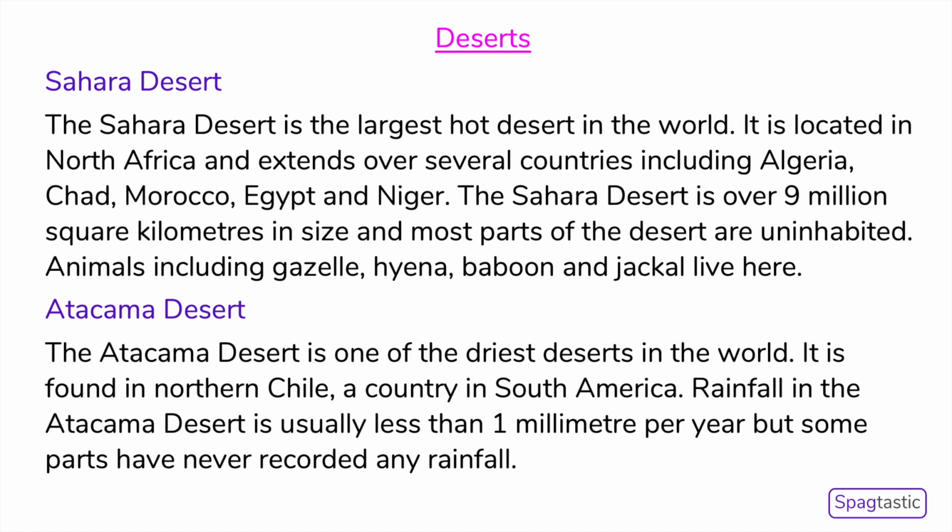Here is the same text again, but this time you can clearly see the heading Deserts and the subheadings Sahara Desert and Atacama Desert. The information underneath the Sahara Desert subheading is about the Sahara Desert, and the information underneath the Atacama Desert subheading is about the Atacama Desert. Presenting the information with a heading and subheadings makes it easier to read.